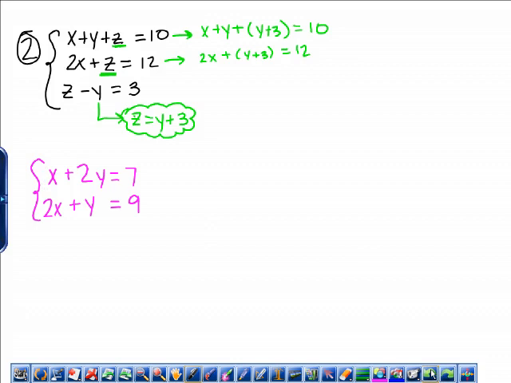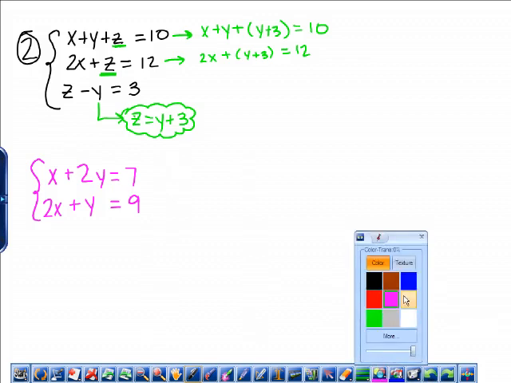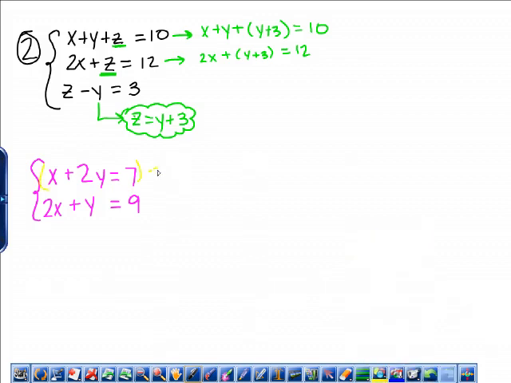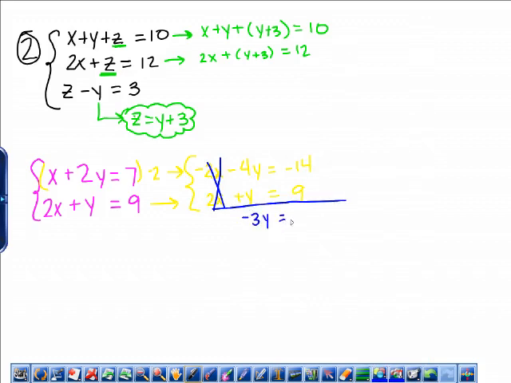All right. To me, this looks like I should use elimination. So I'm going to get rid of my x's. So in order to do that, I'm going to multiply my top equation by negative 2. So this is negative 2x minus 4y equals negative 14. And my bottom equation would stay the same. Negative 4y plus y is negative 3y. What's negative 14 plus 9? Negative 5. So what is y? Positive 5/3.